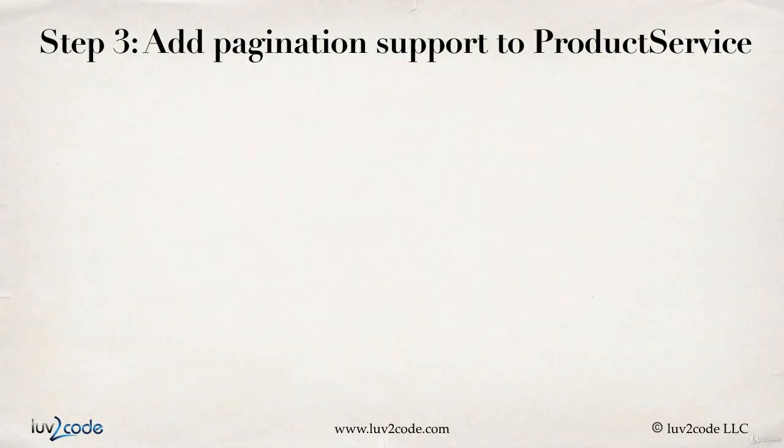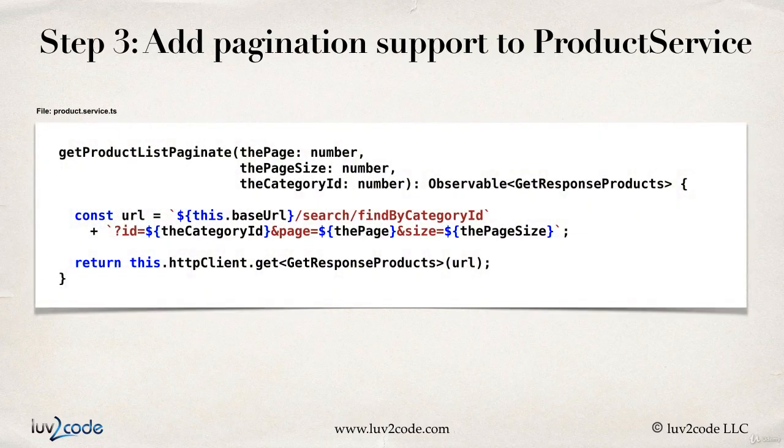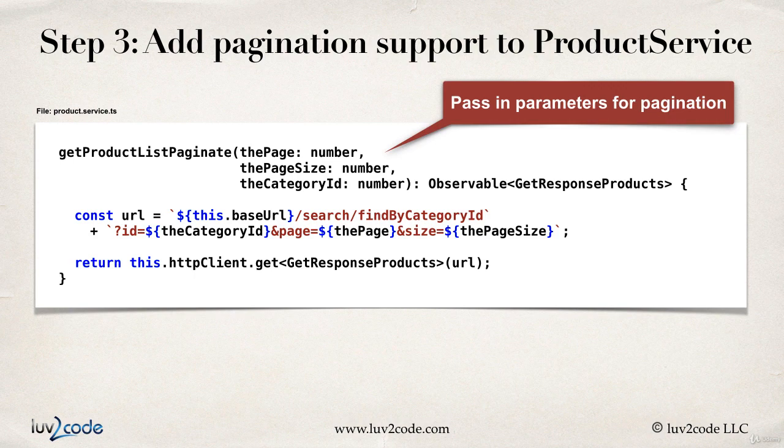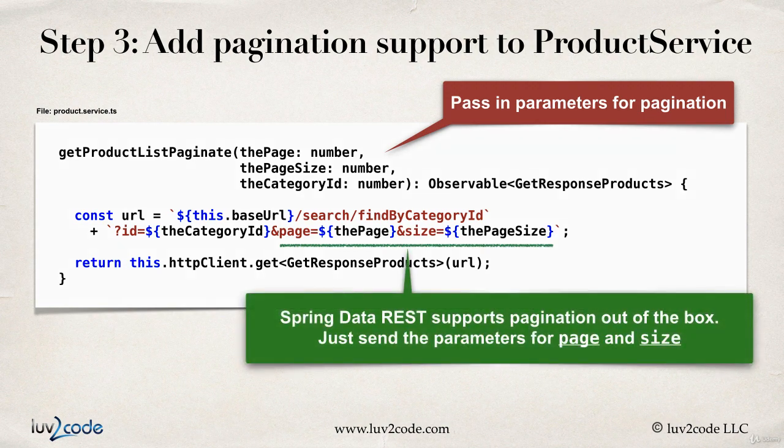All right, step 3 of adding pagination support to our product service. So in our product service, we're going to add this new method, getProductListPaginate. We pass in parameters for pagination, the page and the page size. And then remember, Spring Data REST supports pagination out of the box, so we simply have to send over the parameters for page and size.